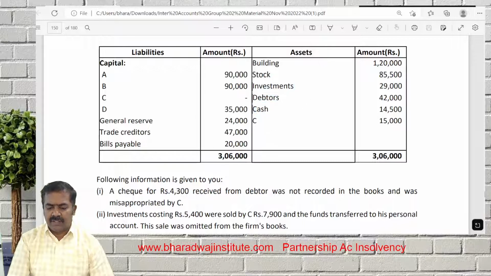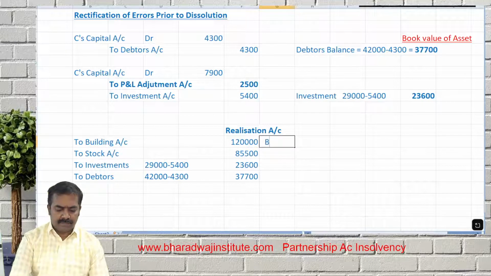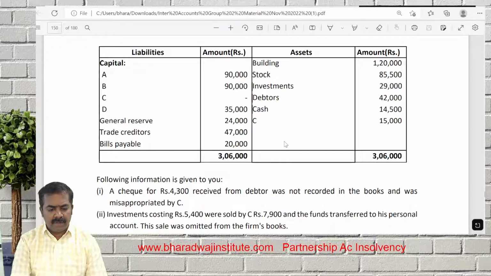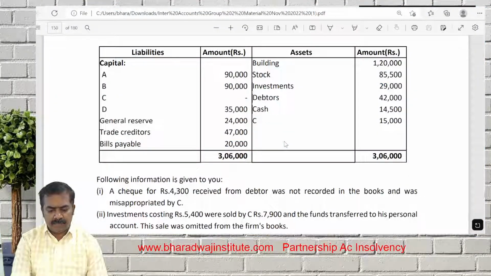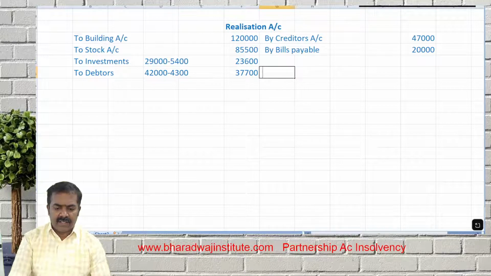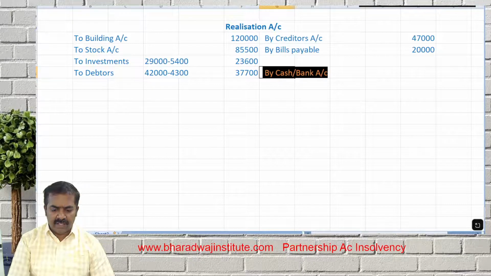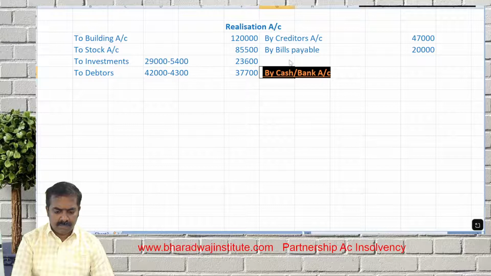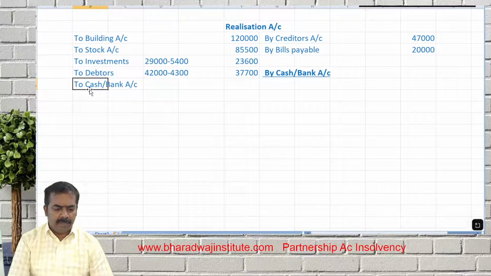Cash will not be transferred. C's capital will not be transferred. What are the liabilities we need to transfer? By creditors account, what is the creditors account? 47,000. By bills payable, how much? 20,000. Now, any asset that is realizing, you will put what? By cash or which account? Bank account. That is for any asset realized. Then to cash or bank account for any payment made.